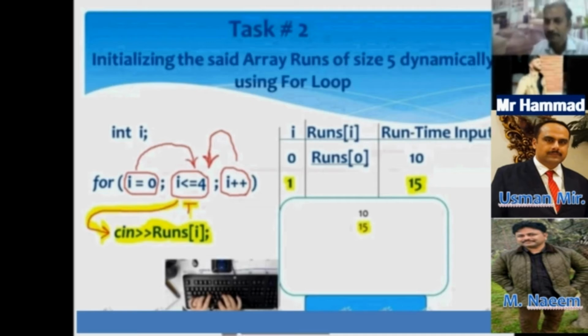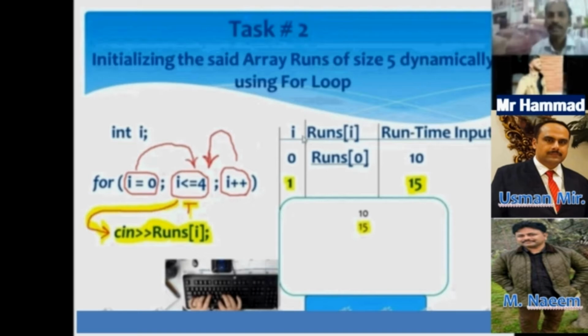After typing 15, my dear, I press the enter key. What will happen? The value I have specified by using the keyboard will be stored in the memory location that we have specified over there in the scanf statement. And that memory location is the address of the array, that is runs within square bracket i. What is the current value of i?